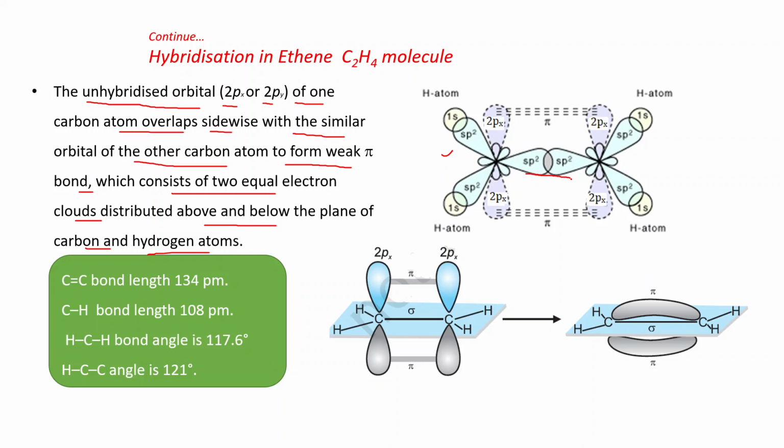Again remember, a sigma bond is formed by hybrid orbitals. Hybrid orbitals do not form a pi bond. Pi bonds are formed by unhybridized orbitals. That's why this is sidewise overlapping between px of this carbon and px of this carbon, and a pi bond is formed. You can also represent the sigma bond along with the formation of the pi bond. And again, in case of a pi bond, the electron cloud is above and below the plane. That's why this is above the plane and this is below the plane. Okay, this is the C2H4 molecule.